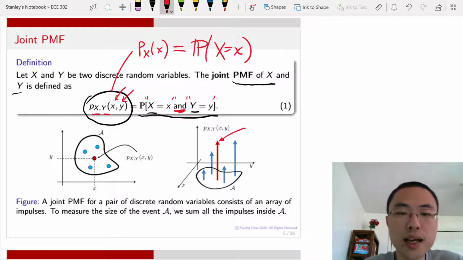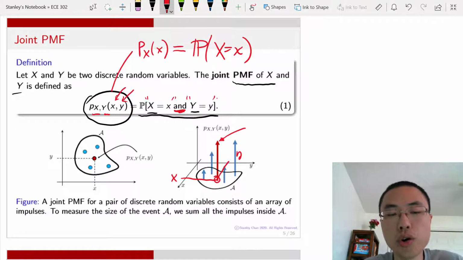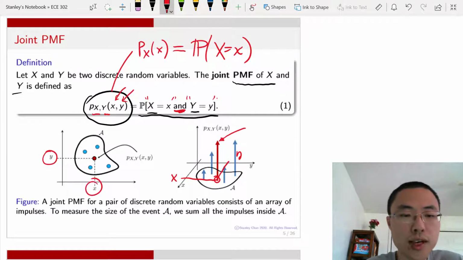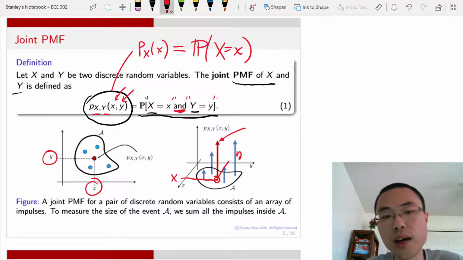The probability would be x equals to this particular value, this is my small x, and y equals to that value, that is my small y. I'm looking at this coordinate only. Okay, now if you go back to this diagram here, here is your y, here's your x, and then you're looking at this point. This point has a probability of p_xy of small x, small y. That is the definition of a joint PMF.